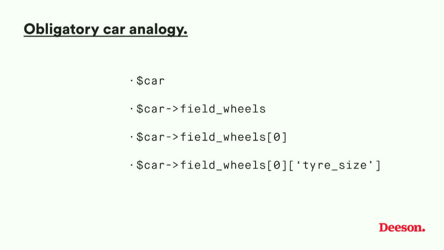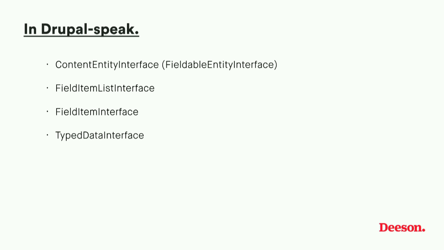So in an obligatory car analogy, that would look something like this: you either validate the car entity, you validate the field wheels, you validate a single wheel in that field, or you validate a property like tire size of a single entry in that field. In Drupal speak, it looks like this.